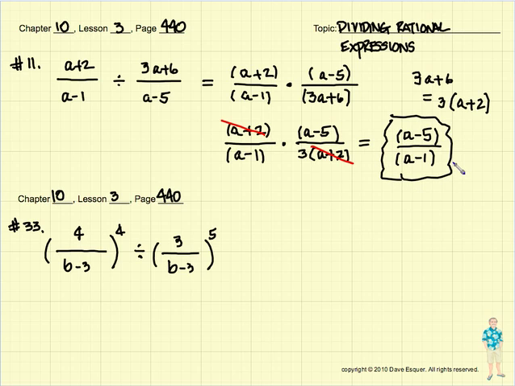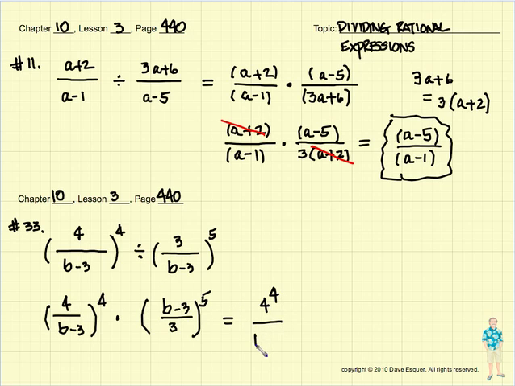Number 33 looks a lot more complicated, but actually I think it's a little bit more simple. It turns out to be 4 over b minus 3 to the fourth times, and if we flip this over, we end up with b minus 3 over 3 to the fifth. Remember, we have to invert the second term and change the division into a multiplication. So this turns out to be 4 to the fourth, b minus 3 to the fourth.